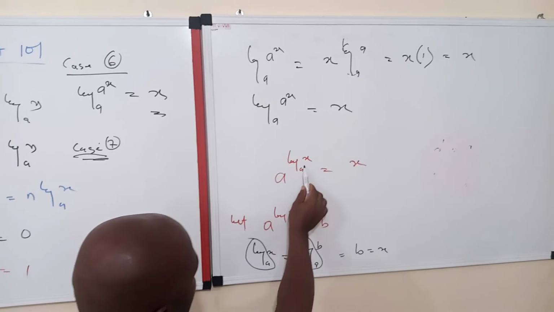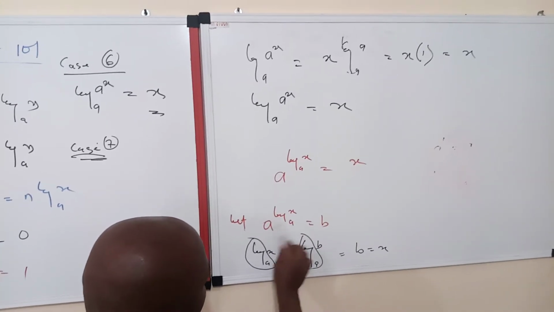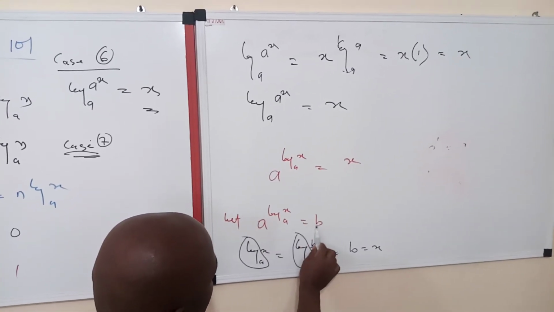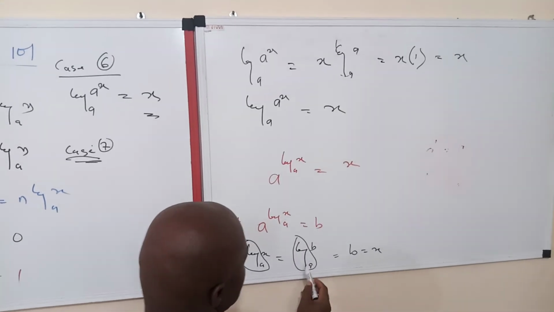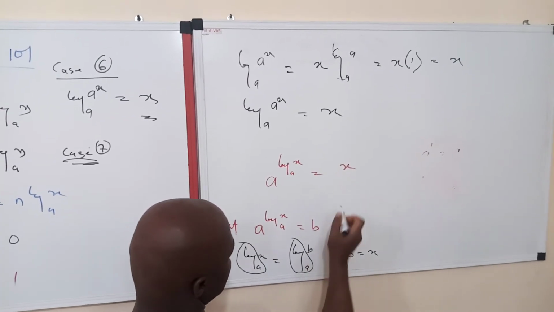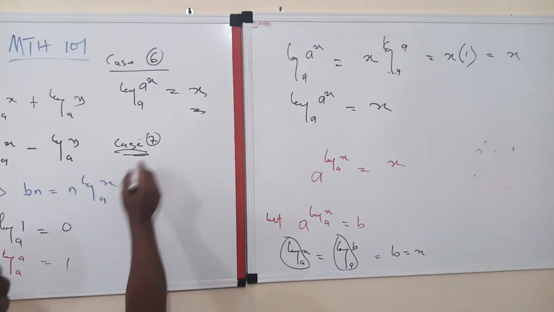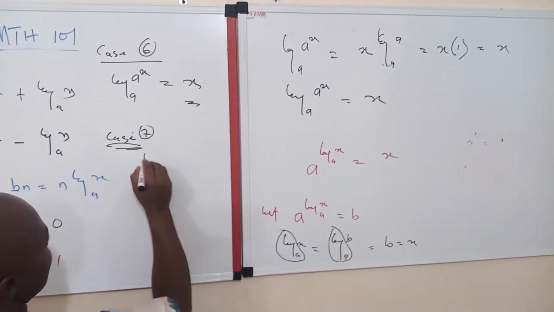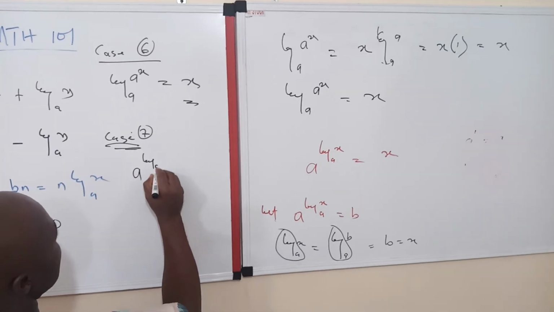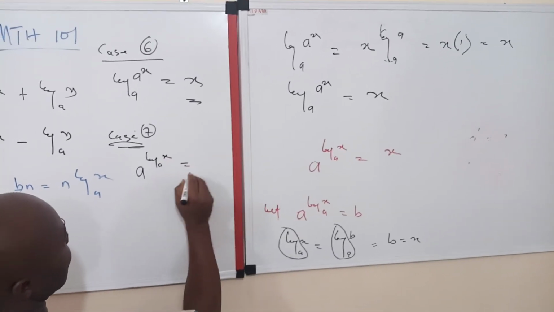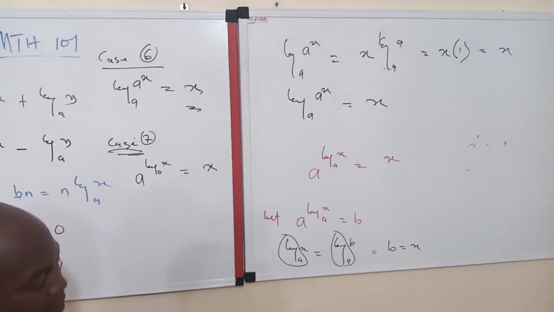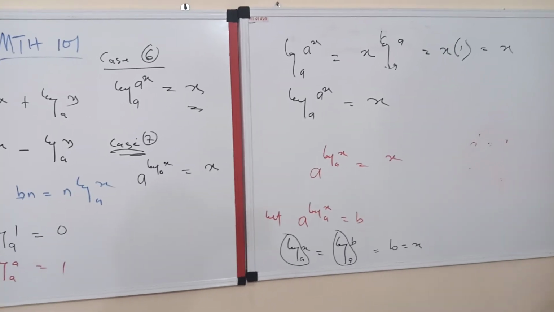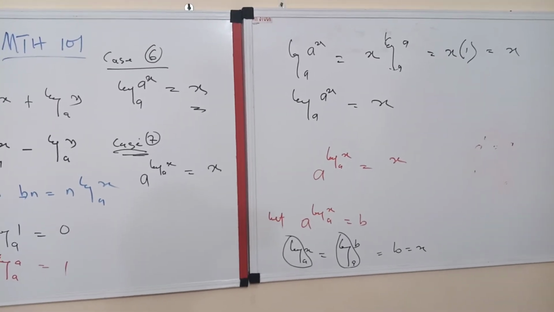So in place of this, the resulting answer here is x. So in our case 7, we are saying that if we have an expression of this kind, where it's raised to a log in this, then the resulting answer is equal to x. That is our case 7.